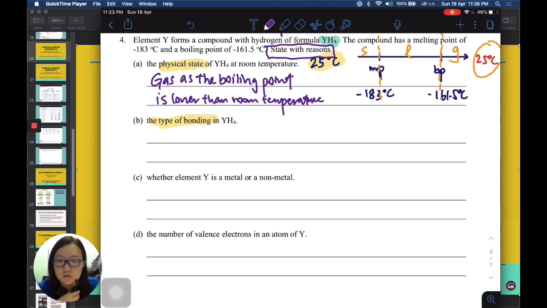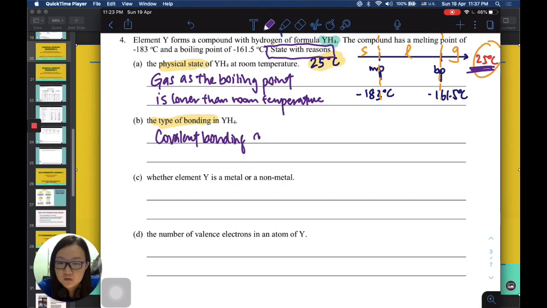If you get part A correct, B shouldn't be an issue at all, because knowing that the compound has a low melting and boiling point, straight away it tells you that it is a covalent compound, right? We only learn two, ionic and covalent, for combined science. Of course, in pure chem there's metallic bonding as well. So, covalent bonding.